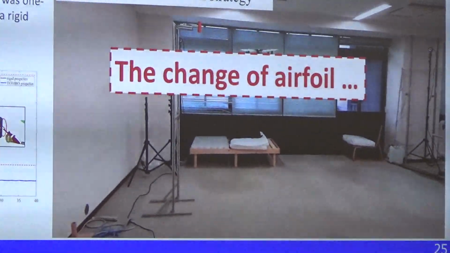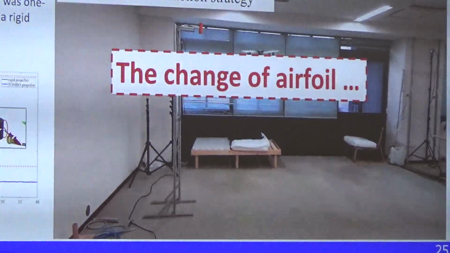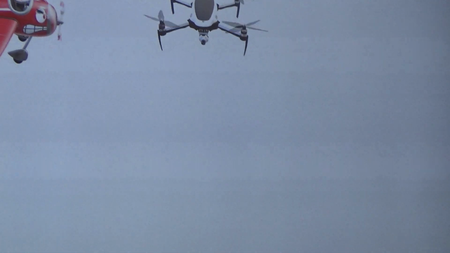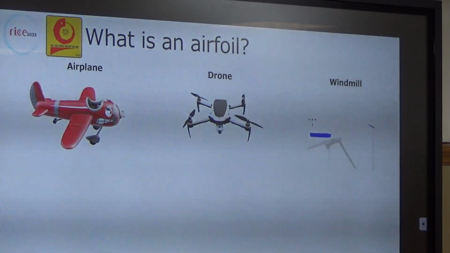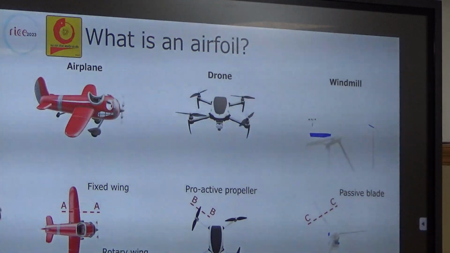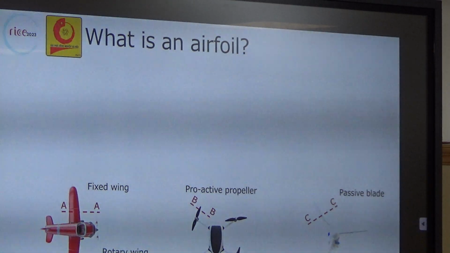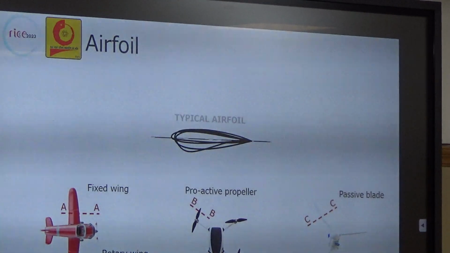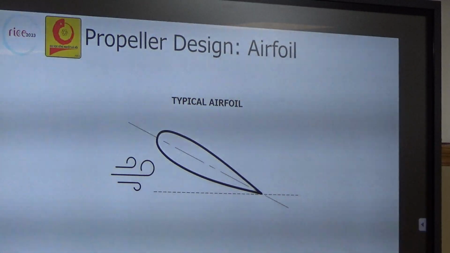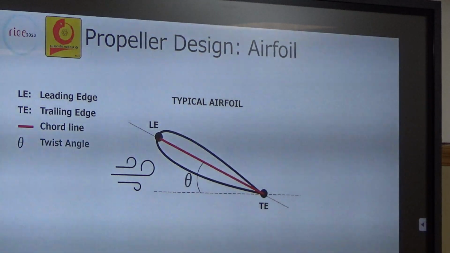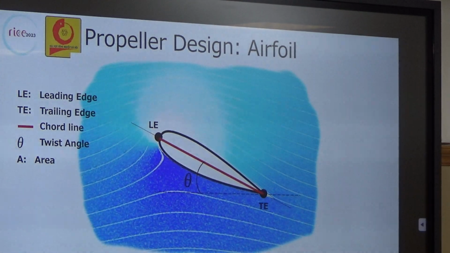Now, yes, but it raises a question. That is the chain of airfoil. So what is an airfoil? Let me explain briefly. When you see flying objects like airplanes, drones, and windmills, although they have different sizes and shapes, when you cut the wing, the fixed wing, rotating wing, active propeller, and passive blade, you will find they share the same element. It's called the airfoil. And when the drone works, the airfoil faces the wind and creates the properties of the propeller. That explains how they can work in real life.